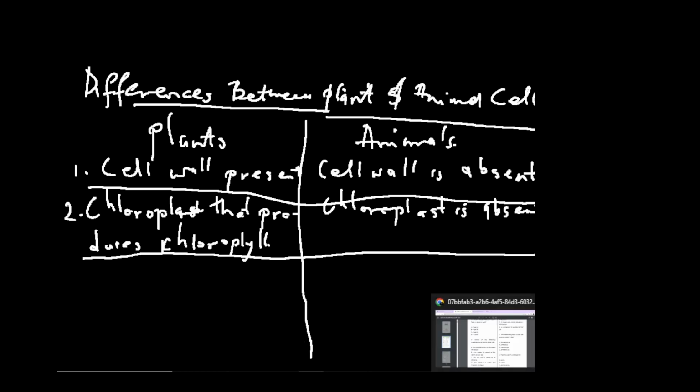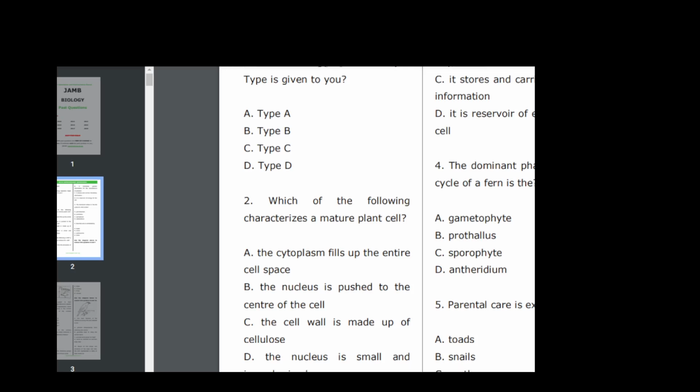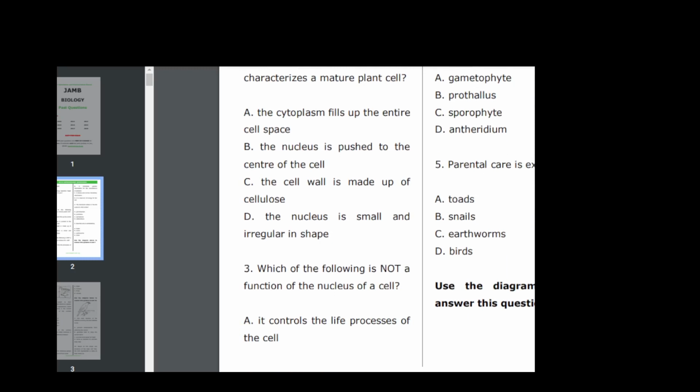The question again says, which of the following characterizes a mature plant cell? So the answer to that very question is what? The answer is the cell wall is made up of cellulose, because that is the major thing that characterizes it. Every other one can be for both plant cell and animal cell. Both can have their cytoplasms filled up by the entire space. Both can have the nucleus pushed to the center of the cell. The plant cell and the animal cell can have the nucleus be small and irregular in shape.